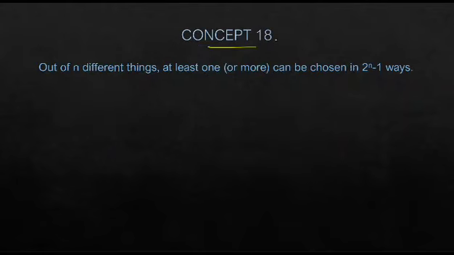Now concept number 18 that follows is, out of n different things, at least one or more can be chosen in 2 raised to the power n minus 1 ways. When the condition says that we need to select at least one or more, for that we'll use this formula, that is 2 raised to the power n minus 1 ways. Because this one that we are subtracting here is the one particular way in which none of the objects is selected out of the total number of ways. That is the reason for this formula.